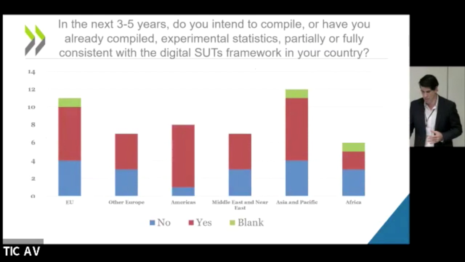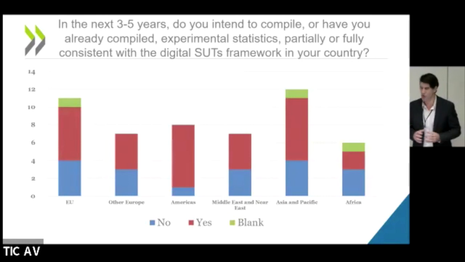What that really showed is: in the next 3 to 5 years, do you intend to compile estimates that are somewhat consistent with the digital supply use table? There's a lot of yes there. Now, maybe these countries are particularly optimistic. Maybe they're doing a whole bunch of work that they haven't told me. But I'm pleased to see that people are valuing the work and would like to undertake it.